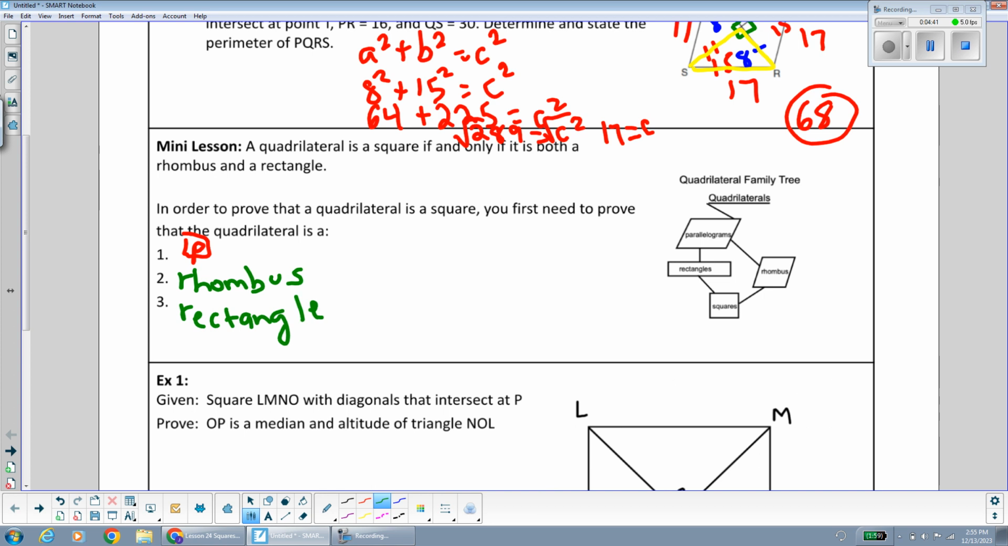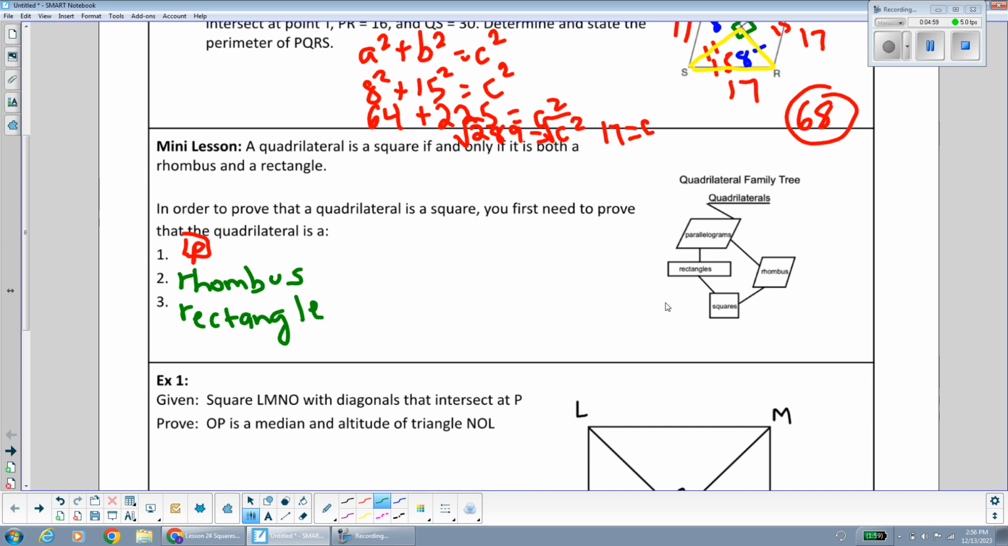Once again, you don't need to prove every property of every single quadrilateral. One from each is enough: a parallelogram property, a rhombus property, and a rectangle property. The order of these two doesn't matter, but parallelogram does need to come first because before something can be a rhombus or a rectangle, it first needs to be a parallelogram.